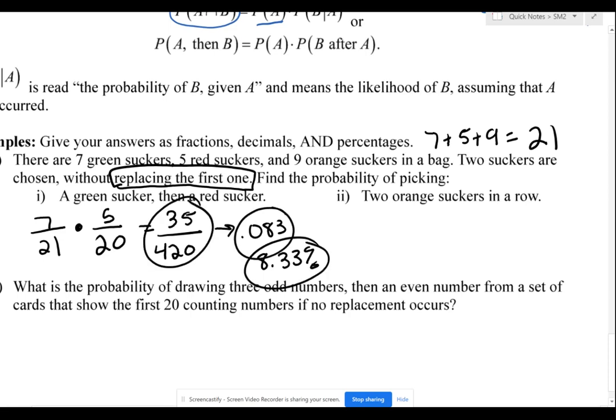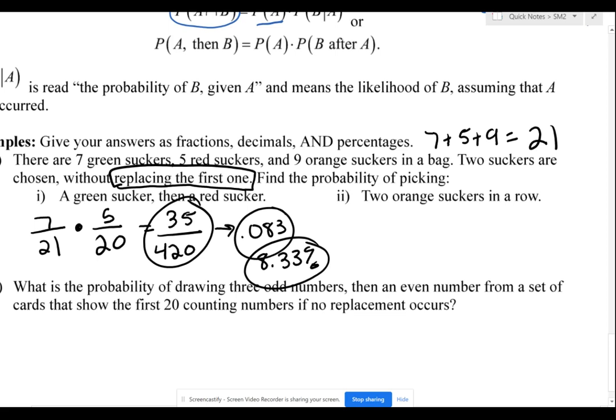Okay? 3 different ways to write it, but it means the same thing. Okay? The second example, we're going back to the original bag. We're not working off of what we just had. Now we have 21 suckers in the bag. We're back to the beginning. And it wants to know if we pick 2 orange suckers in a row.